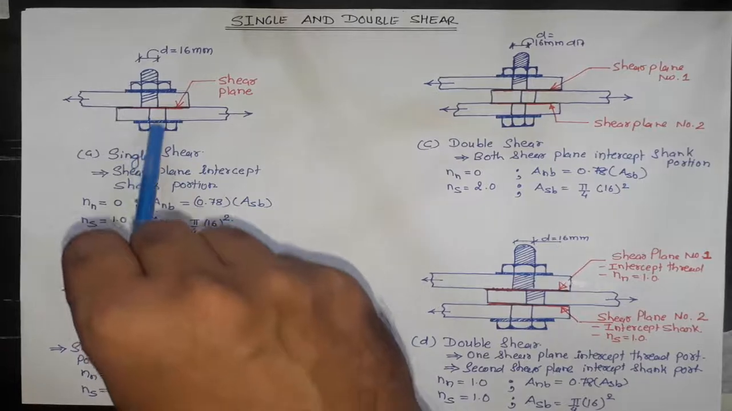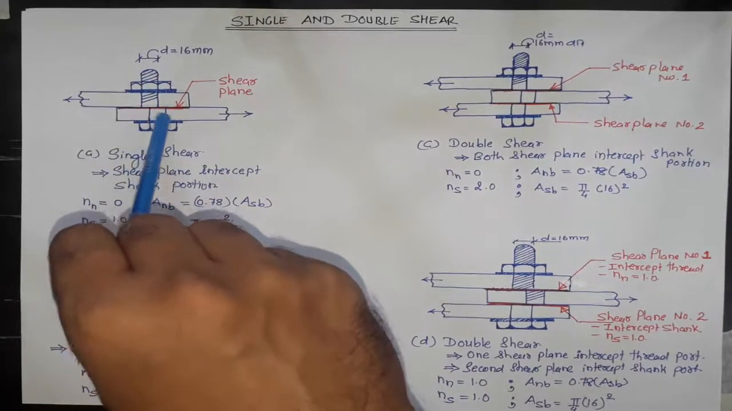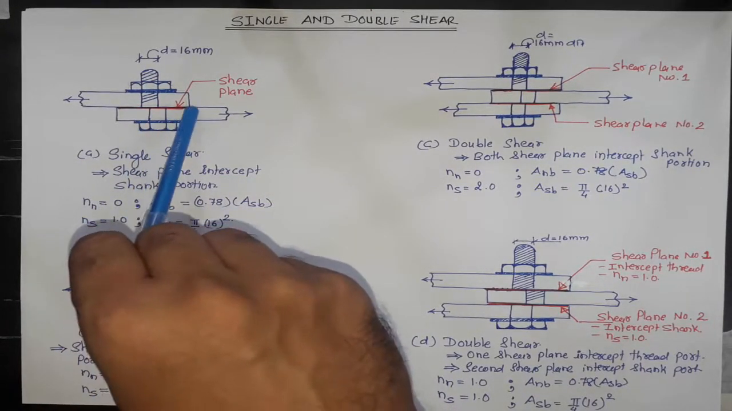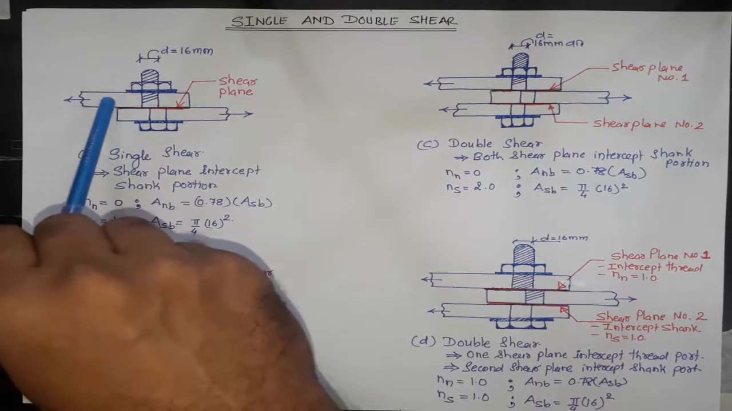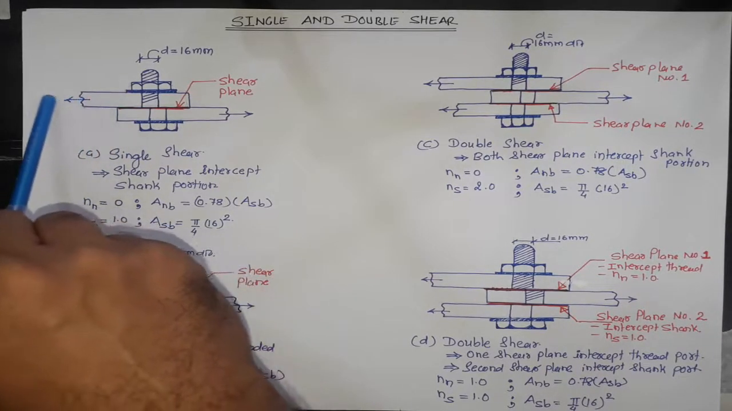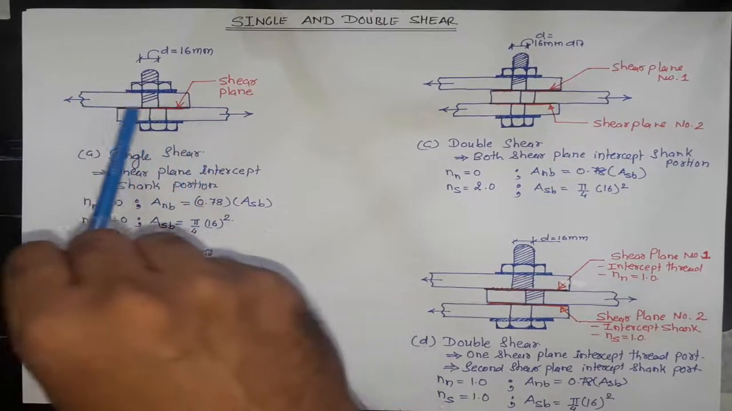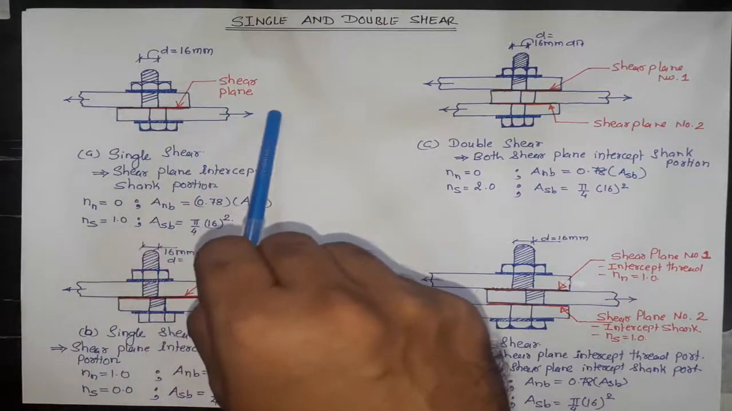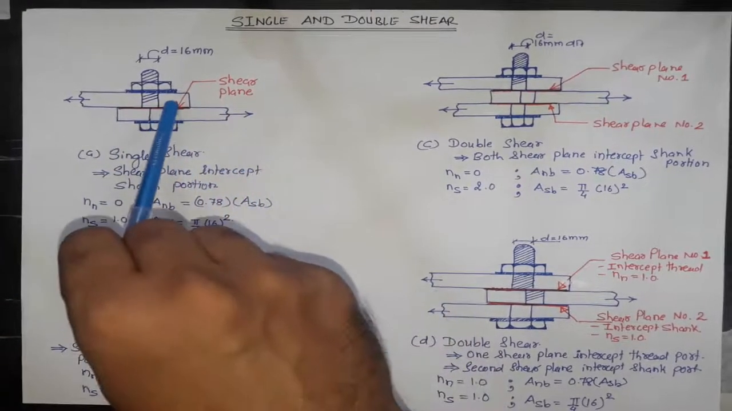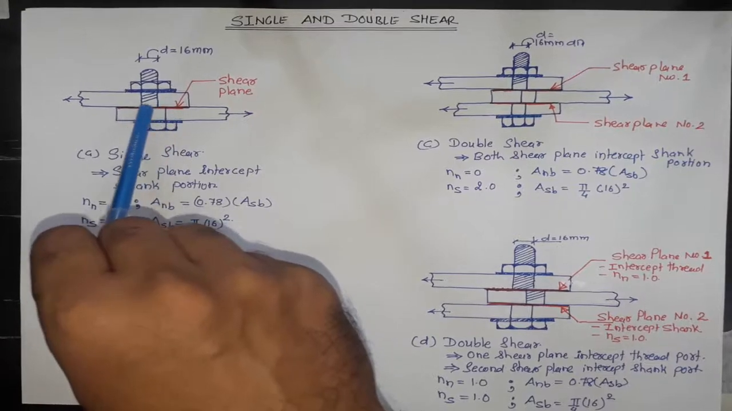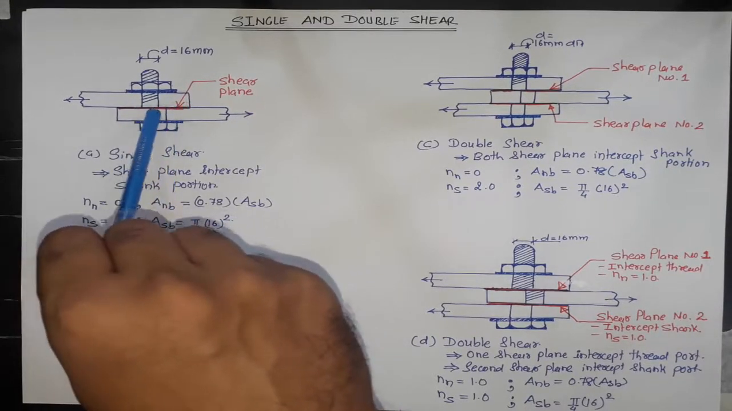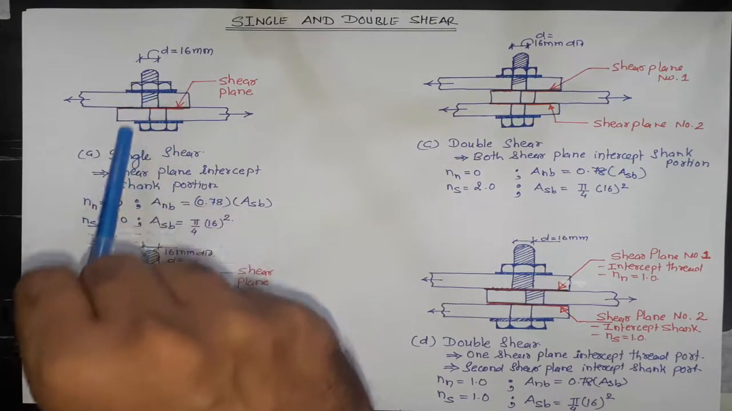It is connected by a single bolt as shown in the figure. Here, this is our shear plane. This top plate moves in negative x direction while this bottom plate moves in positive x direction. This is our shear plane. If this shear plane doesn't intercept the threaded portion.